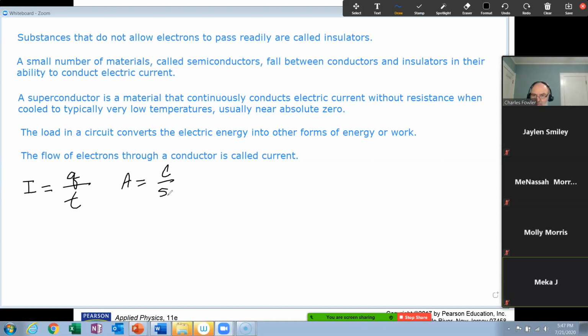We already, I think, mentioned Ampere's law. Current, the charge was named after Charles Coulomb, so that's a capital C for coulombs. That's the charge, Q. And time, of course, is measured in seconds, not named after anyone, so it's a lowercase thing. So 1 amp is 1 coulomb per second.